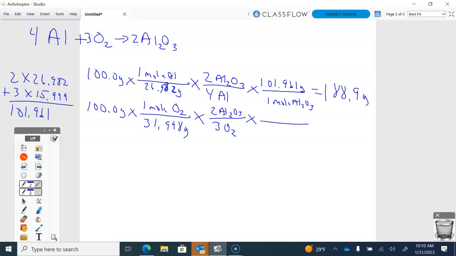Give me the last stack. 101.961 over 1 mole. 1 mole of the good stuff. It's actually not good stuff. It's like aluminum rust or something. Okay, so now I'm going to go 100 times 2 times 101.961 divided by 31.998 divided by 3. And the amount of aluminum rust I can make with that much oxygen is 112.4 grams.